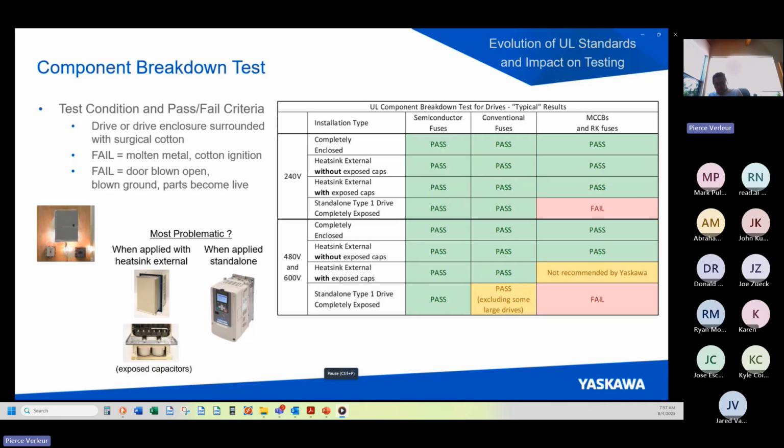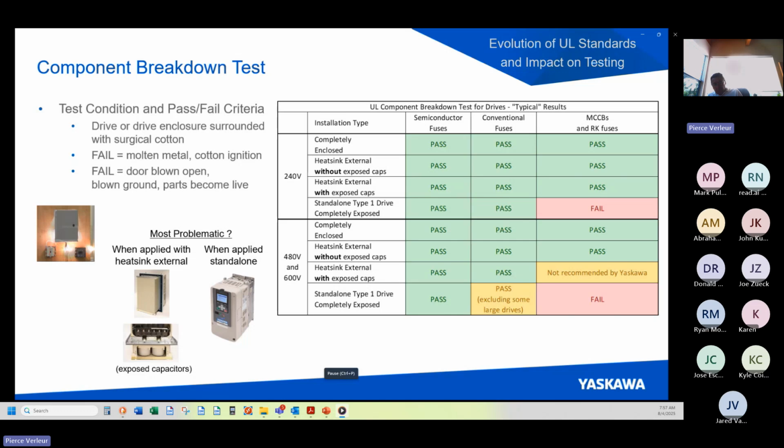In the future, you are likely to see more conditions of use and instructions, not only from Yaskawa, but also from many drive manufacturers. Another area I want to point out is the yellow cell at the bottom of this chart. In most cases, conventional fuses will protect a standalone drive. However, some large drives mounted in this way must be installed with semiconductor fuses, and Yaskawa has special kits available for these conditions.